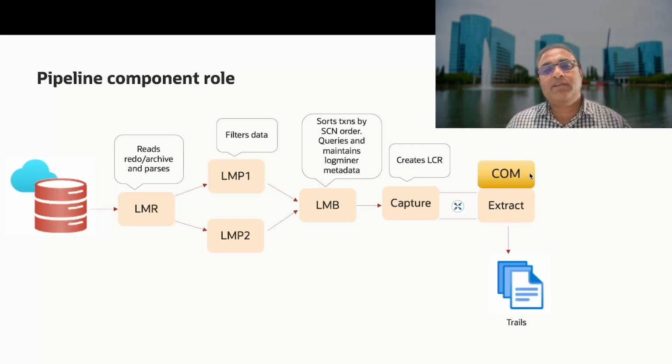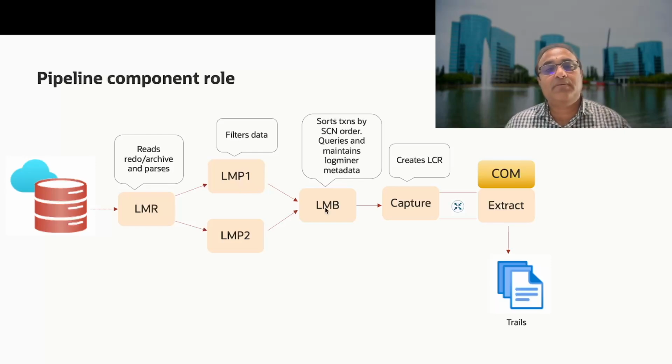The memory is managed by cache object manager, right? We call it COM. That's why I wrote COM here, right? So again, let's do a quick recap. The pipeline starts with LMR, LogMiner reader process. LogMiner reader reads redo and archive and parses them. Then data flows into the preparer process. Preparer filters in the data based on the extract parameter file.